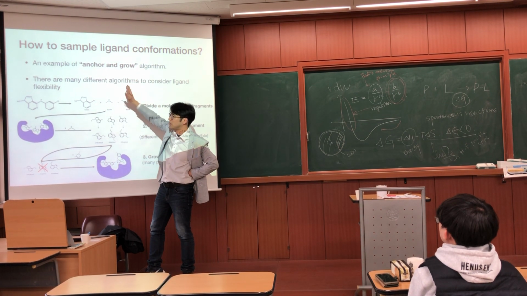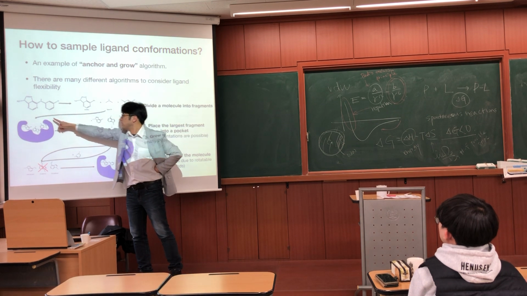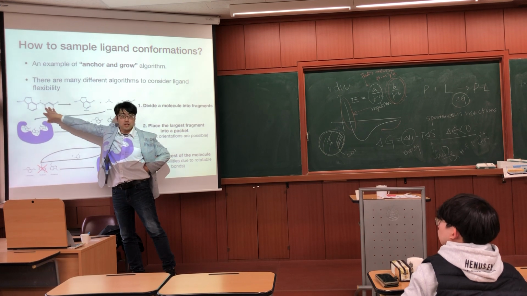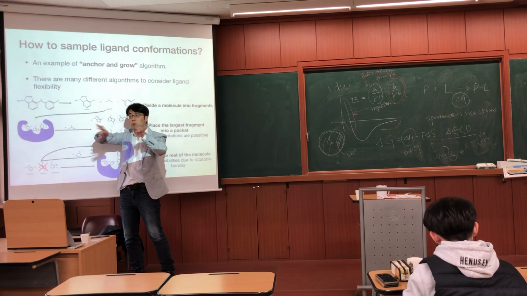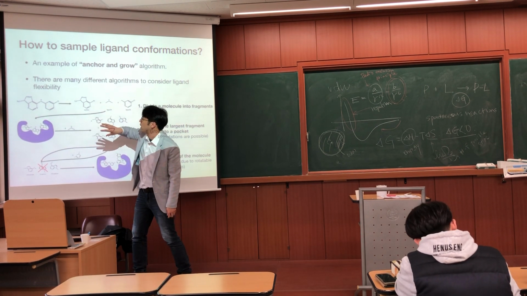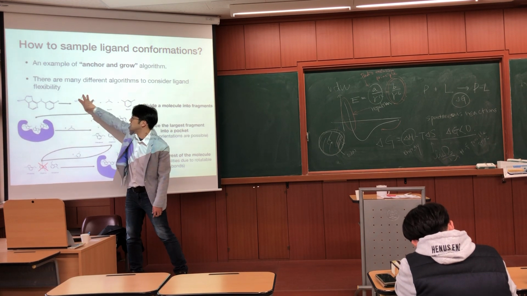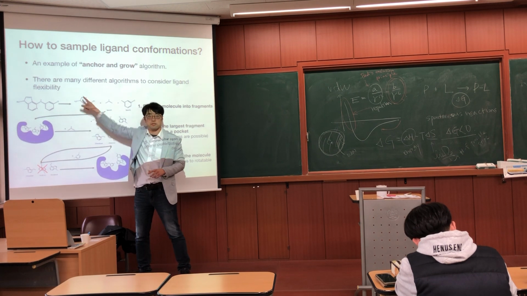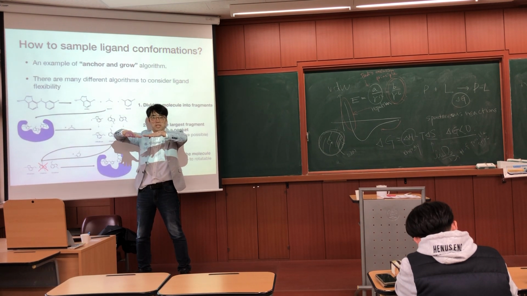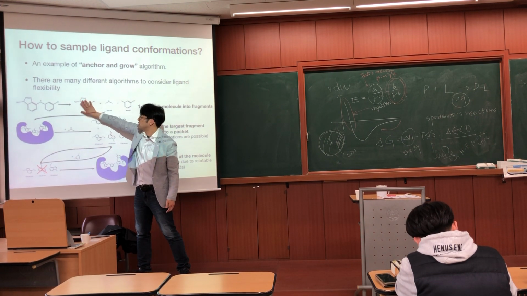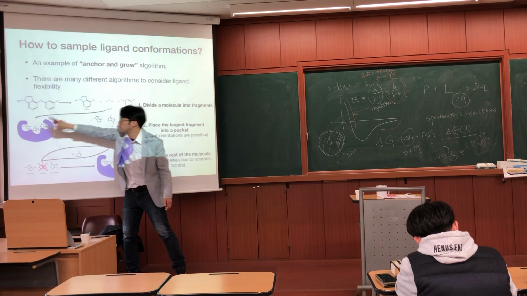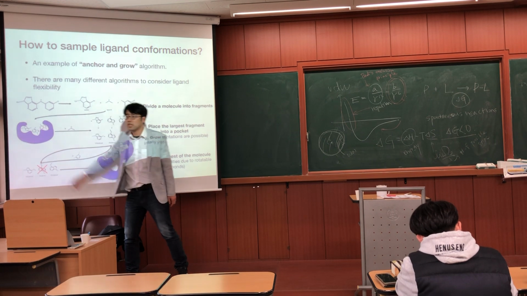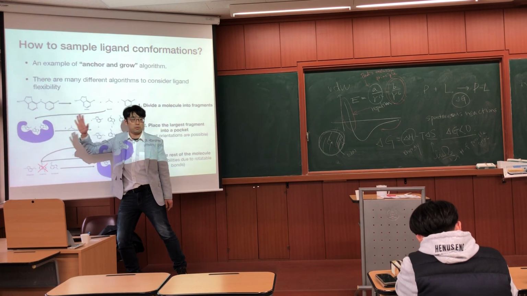There are many possible ways, but for example in the anchor and grow algorithm, we divide this ligand into fragments, into small parts, and we choose the largest part. Here, this is the largest non-separable part. This one is rigid, right? This one doesn't rotate. This is a ring, so this is a rigid structure. Okay, I will put this one first. So it can go to here, or here, or here. This is called the anchor, the starting point.